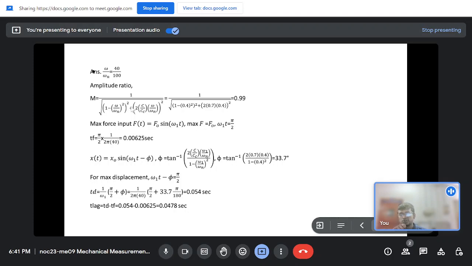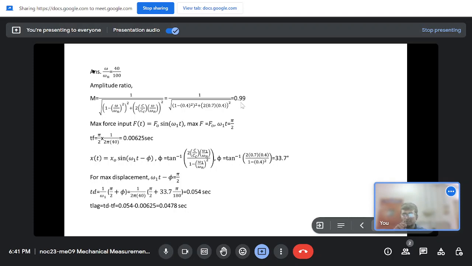So we know the damping ratio is 0.7 and also the frequency ratio is 0.4. We substitute both in the expression for magnitude ratio or amplitude ratio, and on substitution we get the amplitude ratio as 0.99.